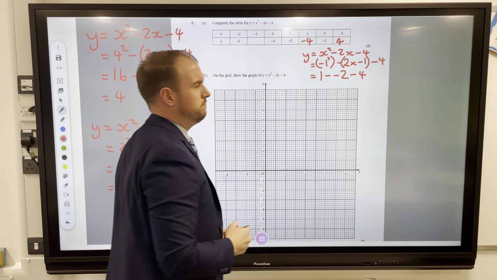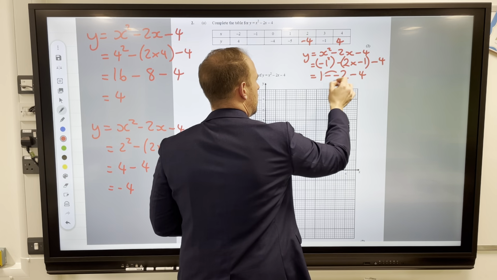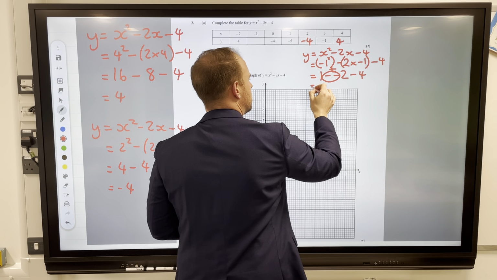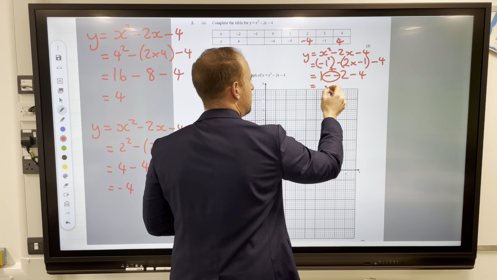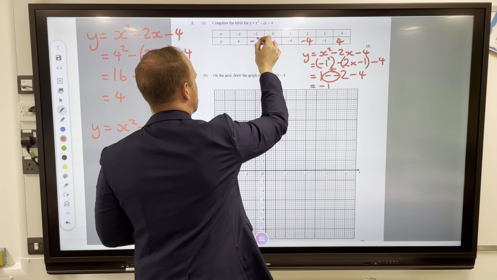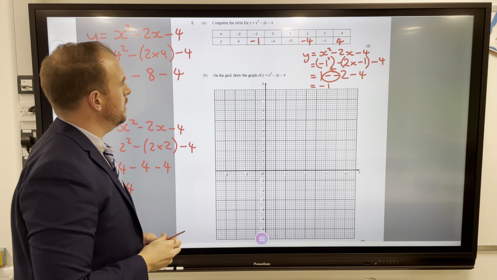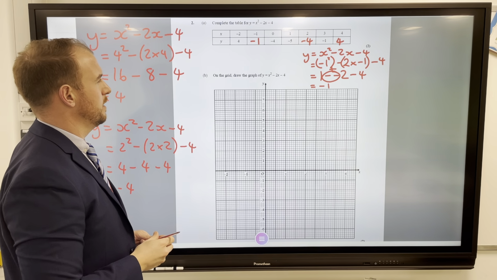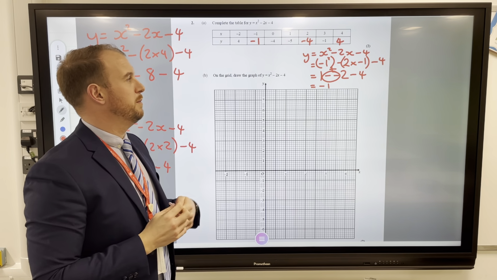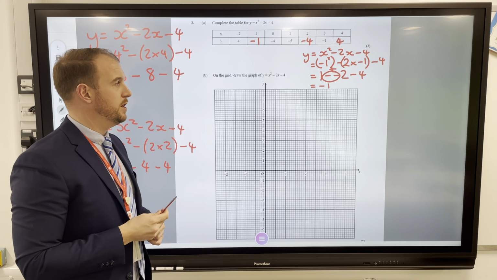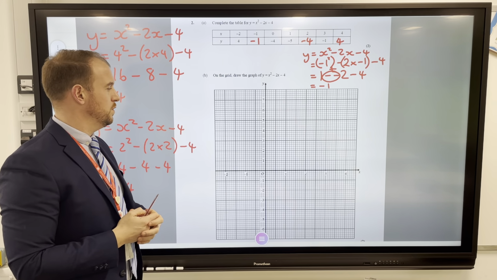Then take away 4. I've got 2 symbols. Well, 2 negatives make a plus. 1 plus 2 is 3. Take away 4 is minus 1. And there it is there. Okay, be careful with the negatives. It might be worth doing a bit of practice with substitution values first before you address these sort of questions.